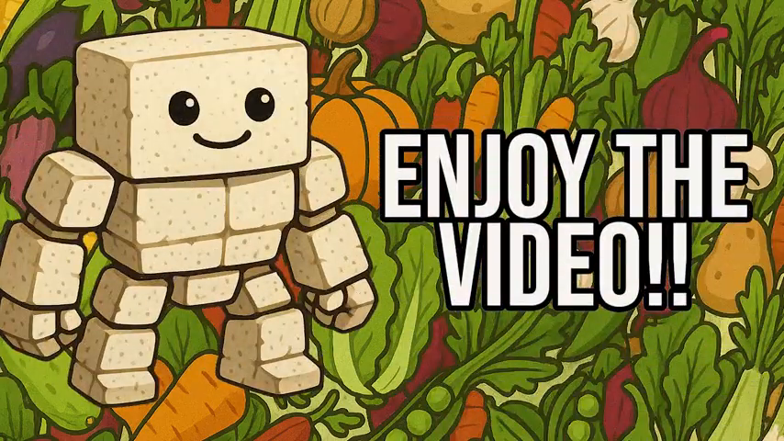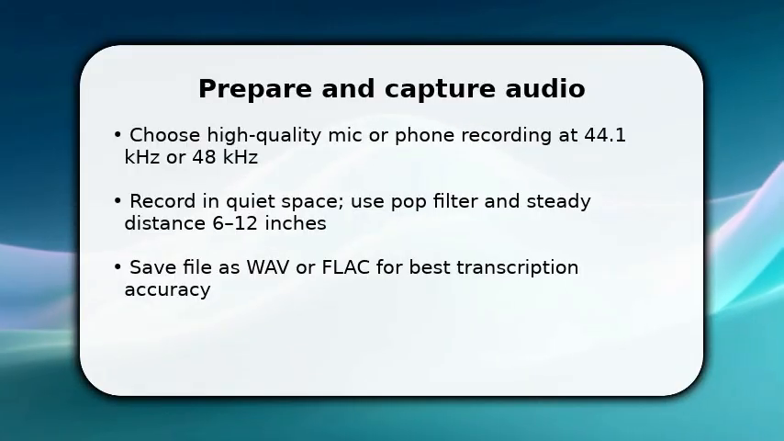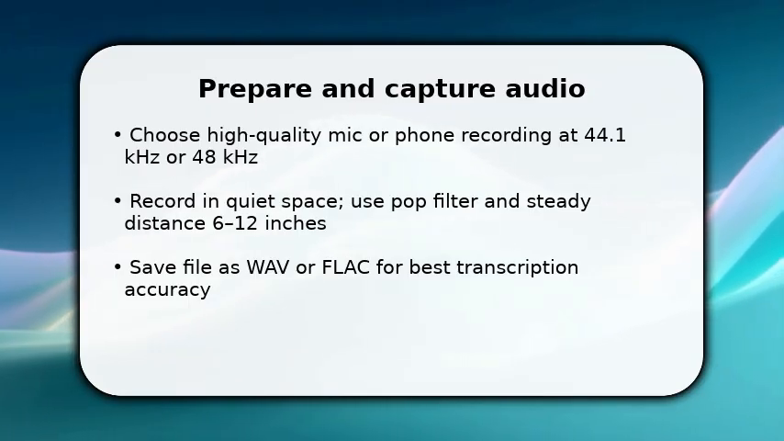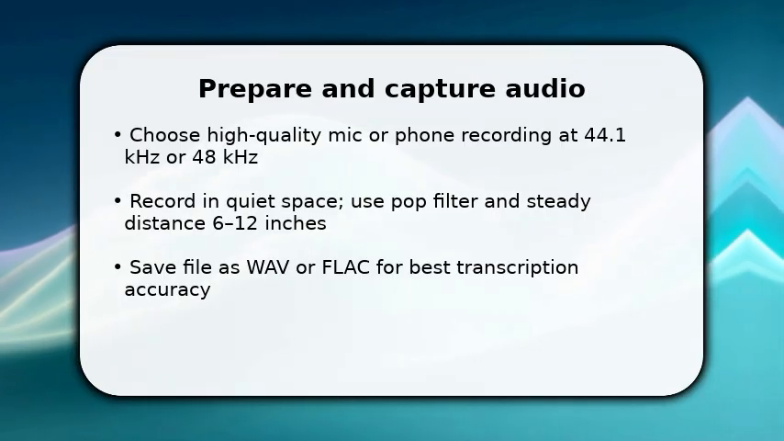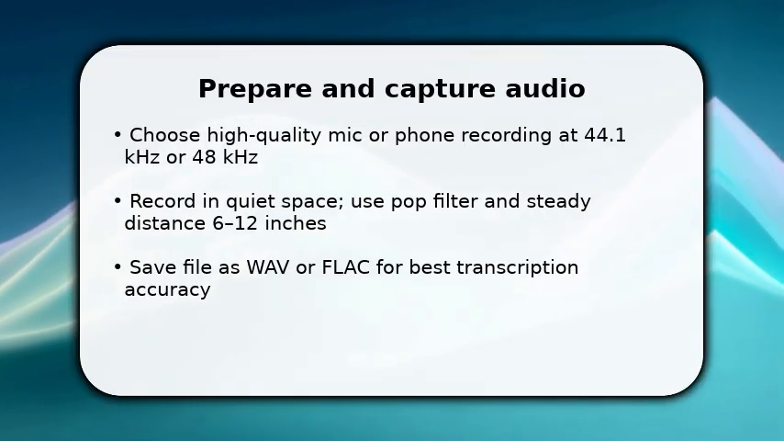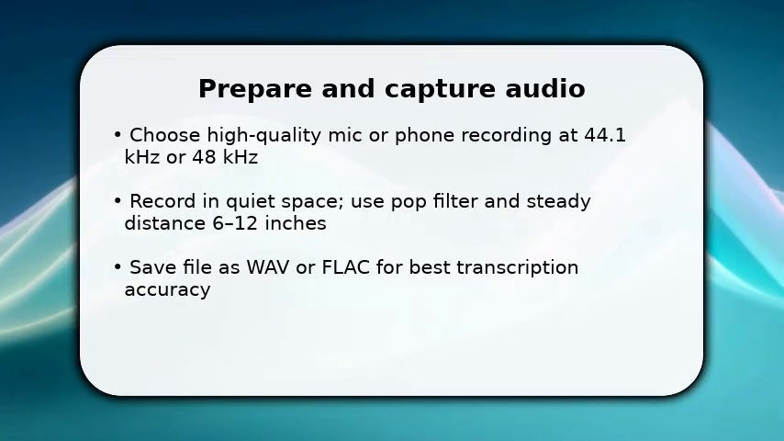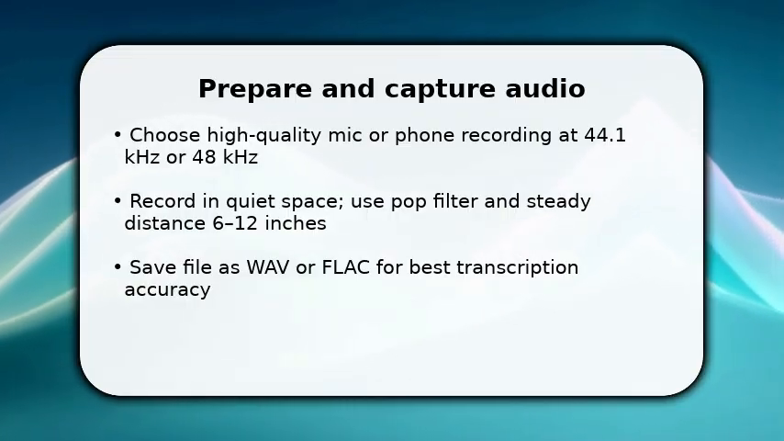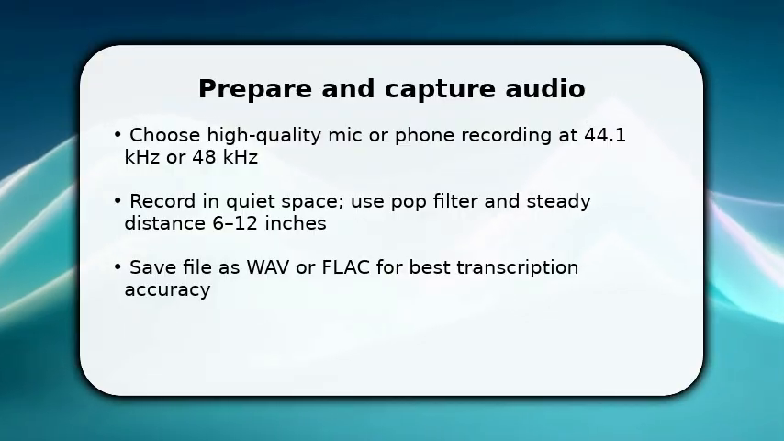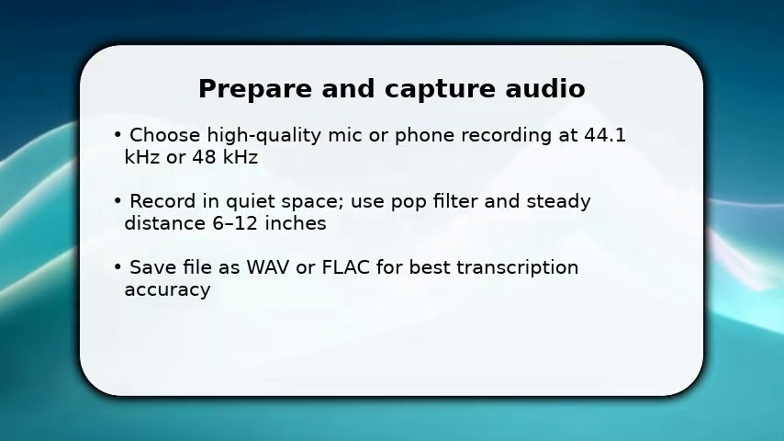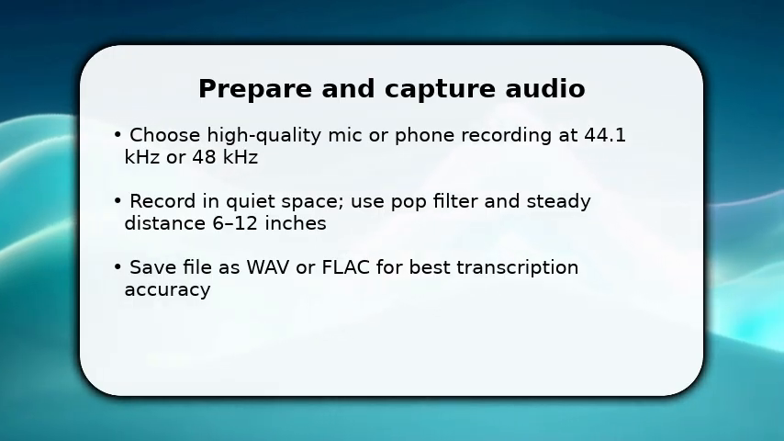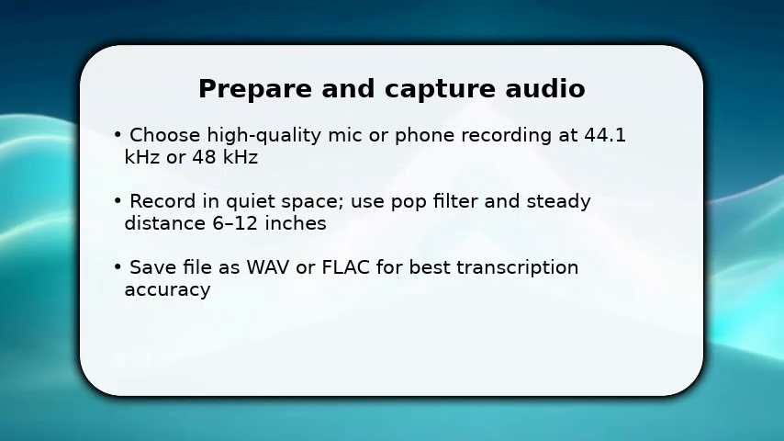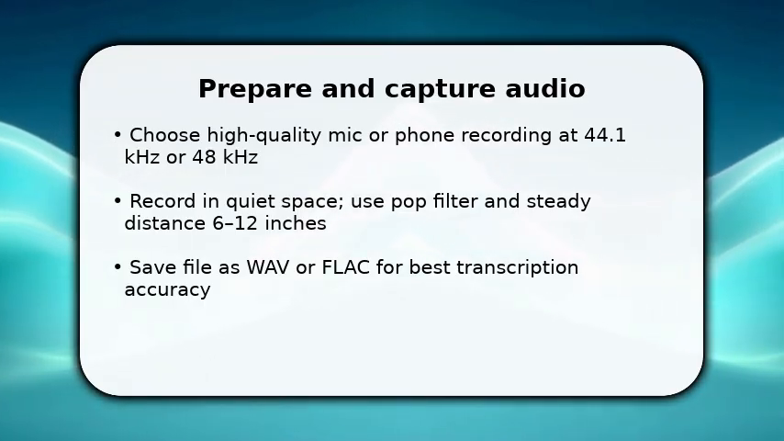Please enjoy the video. You start by ensuring the recording is usable. Record in a quiet room with a decent mic and set sample rate to 44.148 kHz. Once done, export or save the raw audio as WAV or FLAC to avoid compression artifacts. Make sure you label the file clearly and check levels for clipping. If you hear distortion, re-record a short sample. These steps reduce noise and improve word recognition accuracy when you run the transcription.